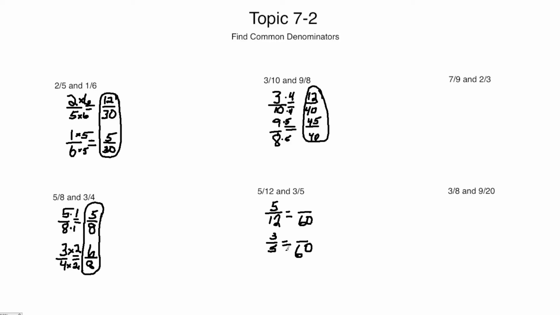So in order to go from 5 to 60, we would have to multiply it by 12. What you do to the bottom, you do to the top. 12/12. 3 times 12 is 36. And 12 times 5 gives us 60. So we multiply the top by 5. 5 times 5 is 25. So we have 25/60ths and 36/60ths. Those are equivalent fractions with a common denominator. Did you get that? Awesome!